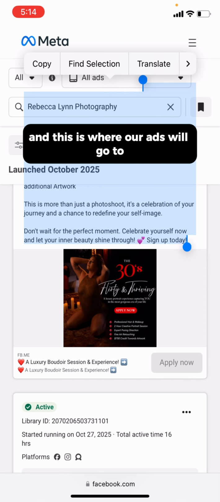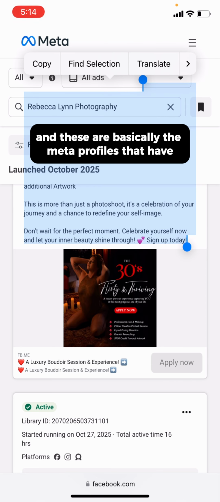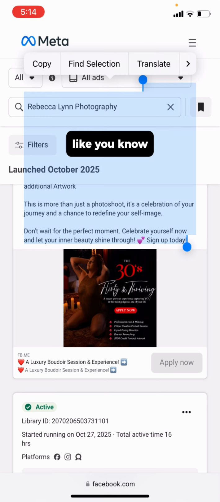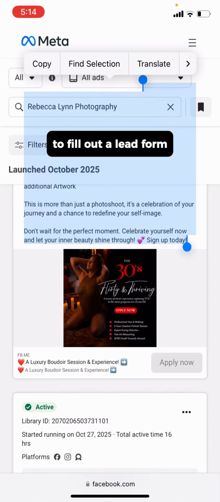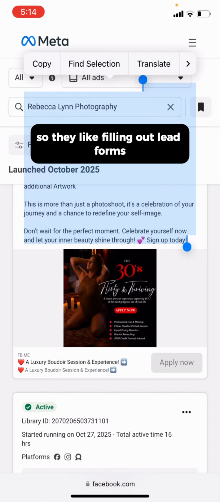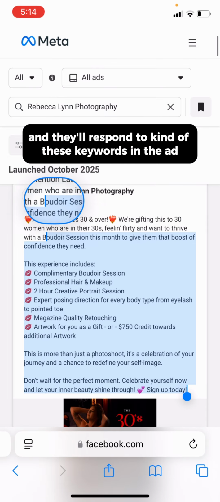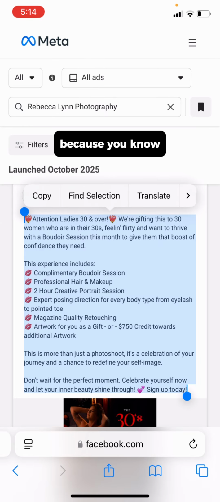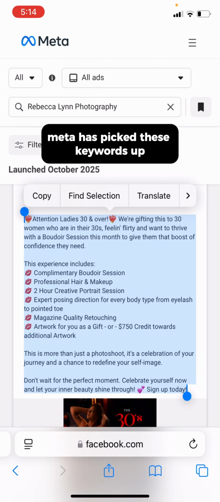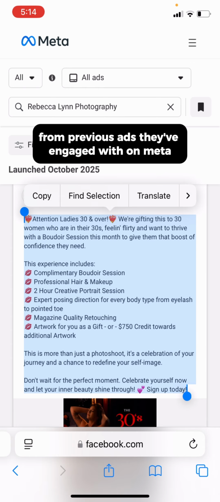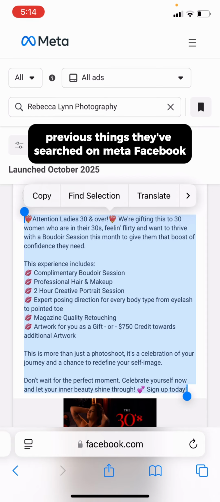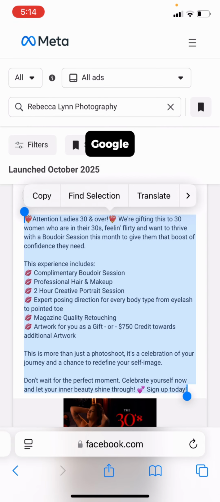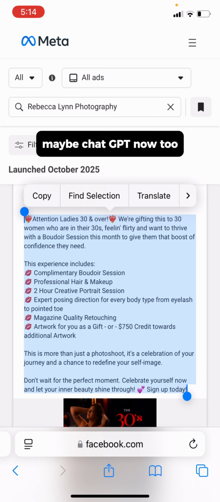And this is where our ads will go to. These are basically the Meta profiles that have like the 95th plus percentile probability to fill out a lead form. So they like filling out lead forms, and they'll respond to these keywords in the ad because Meta's picked these keywords up from previous ads they've engaged with on Meta, Facebook and Instagram, previous things they've searched on Meta, Facebook, Google, maybe ChatGPT now too.